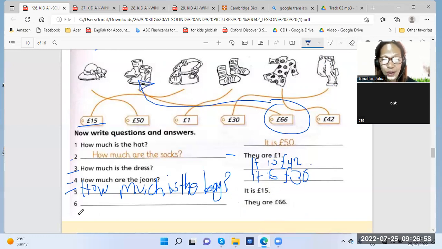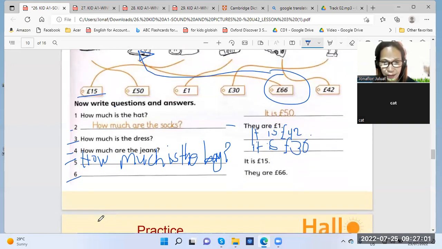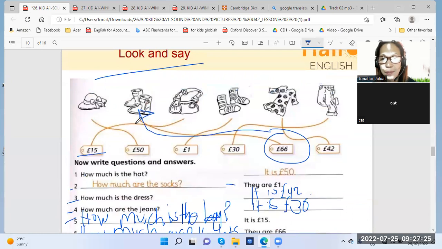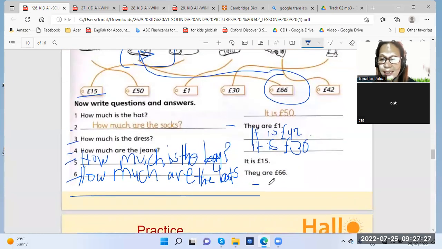Yes, okay. Can you make a question? Last one. How much are the boots? And the answer is they are 66 pounds.